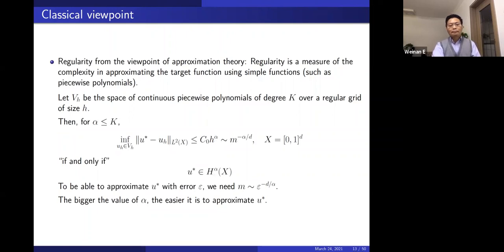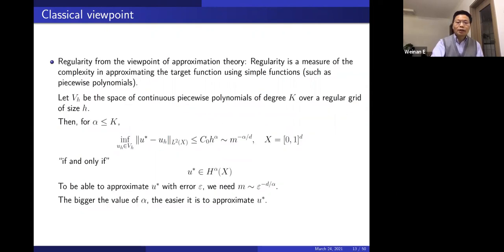So the bigger the value of alpha, the faster the convergence rate, the easier it is to approximate u star. This is classical approximation theory, namely the order of accuracy in such an approximation scheme depends on how many derivatives the target function has.